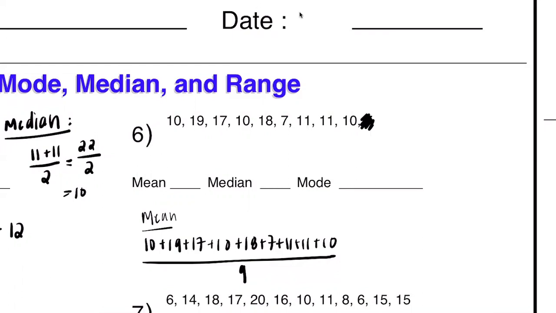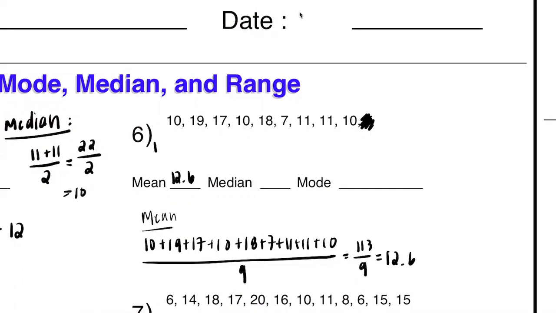And it seems like these are all even. 10 plus 18 plus 7 plus 11 plus 11 plus 10. 113. 113 divided by 9 is our answer. And that comes out to 12.6. On the exam, if I give a problem like this, I'll give clean numbers. But again, I just wanted to show this example with the median.